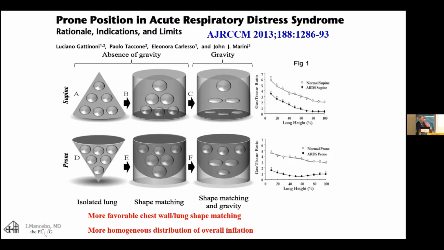Now here in this part of the figure, you see the distribution of ventilation in supine, and you see that the majority of the ventilation is distributed in the non-dependent areas, retrosternal areas, whereas in prone position, the distribution of ventilation is much more homogeneous along the dorso-sternal axis.